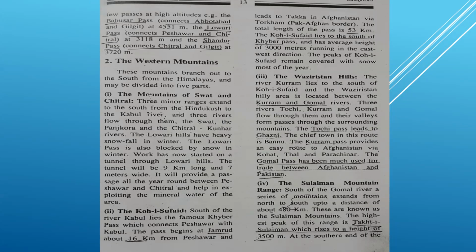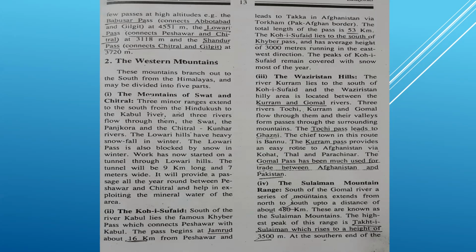Now we will discuss the Western Mountains. These mountains branch out to the south from the Himalayas and may be divided into 5 parts. Also, it can be asked in a short question: name the Western Mountains of Pakistan. These are divided into 5 parts. Number 1, the mountains of Swat and Chitral. Number 2, Koh Safed. Number 3, Waziristan Hills. Number 4, the Suleiman Mountain Range. And number 5, the Kirthar Hills.